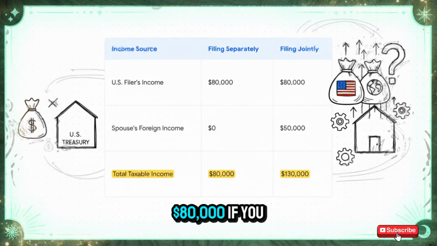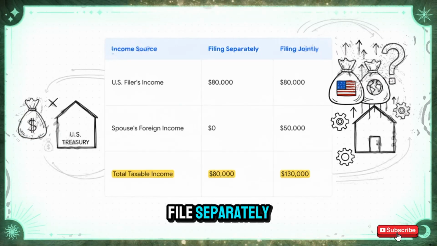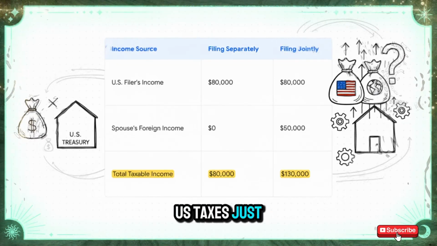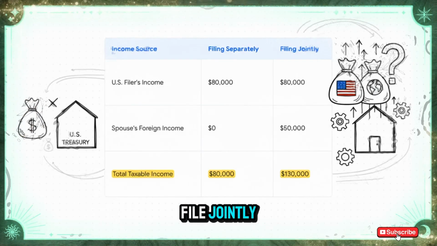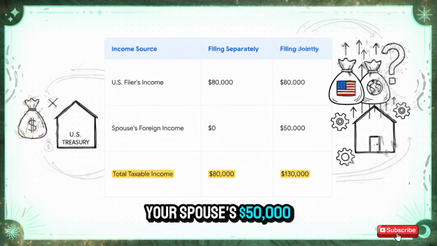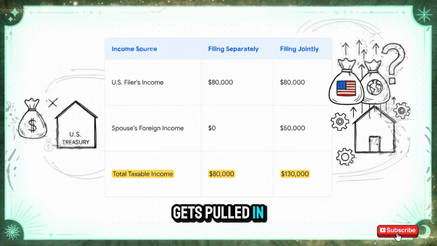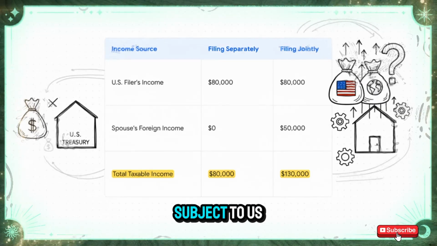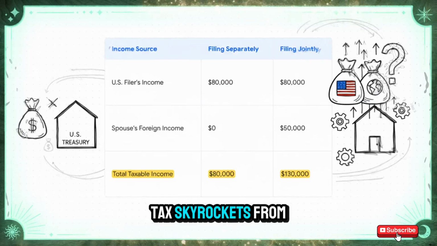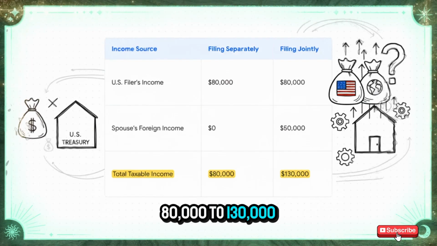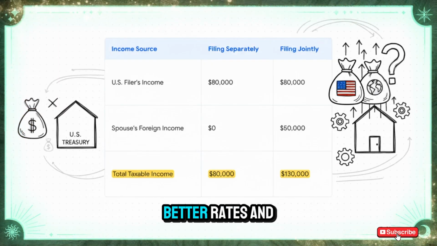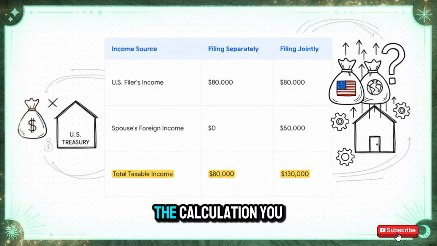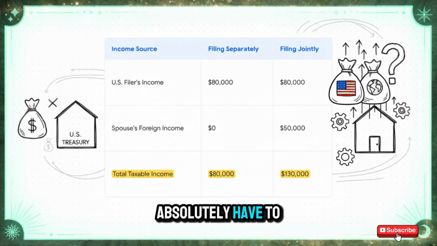Say you earn $80,000. If you file separately, that's all the US taxes, just your 80 grand. But the moment you choose to file jointly, your spouse's $50,000 of foreign income gets pulled in. Your total income subject to US tax skyrockets from $80,000 to $130,000. Now your final tax bill might still be lower because of the better rates and deductions, but this is the calculation you absolutely have to run.